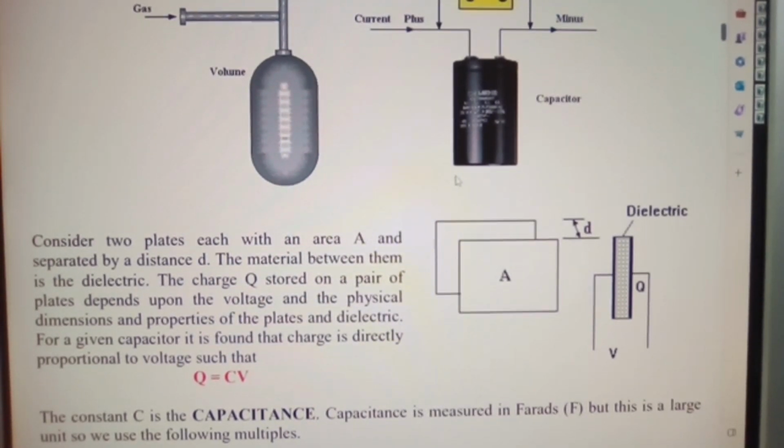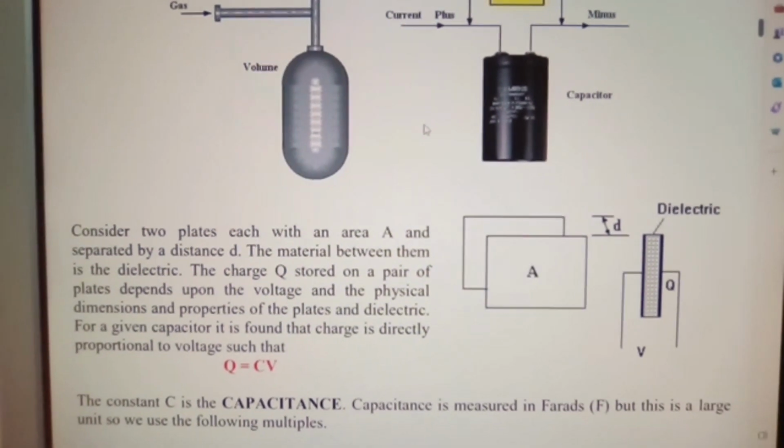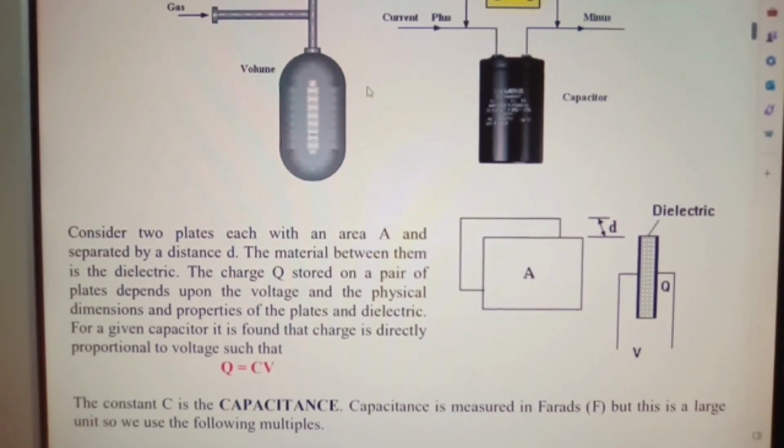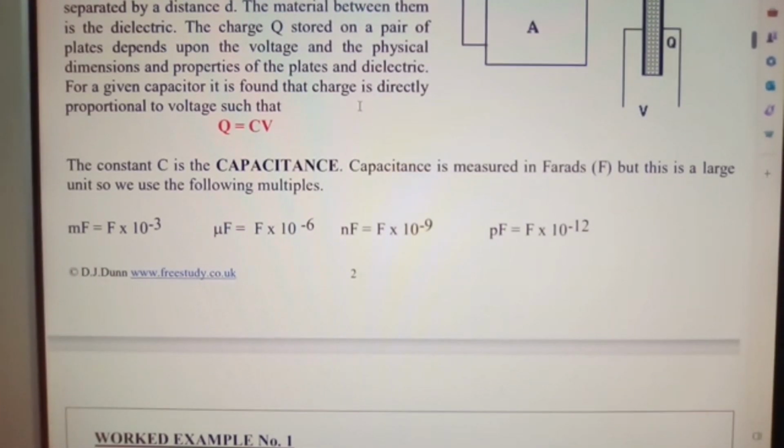For a given capacitor, it is found that charge is directly proportional to voltage such that Q equals C times V. And here you are, Q equals C times V. Now I don't know if it's going to come out any good at all, but I'm going to continue.